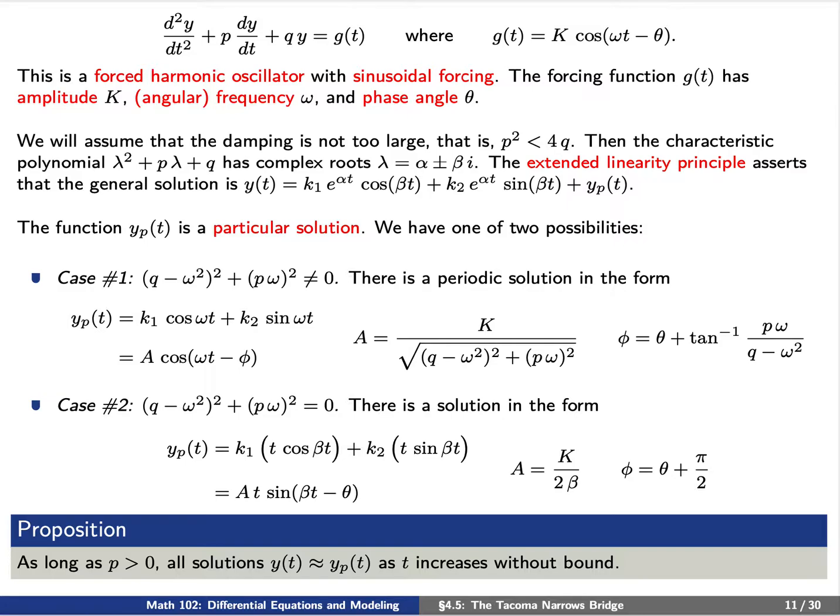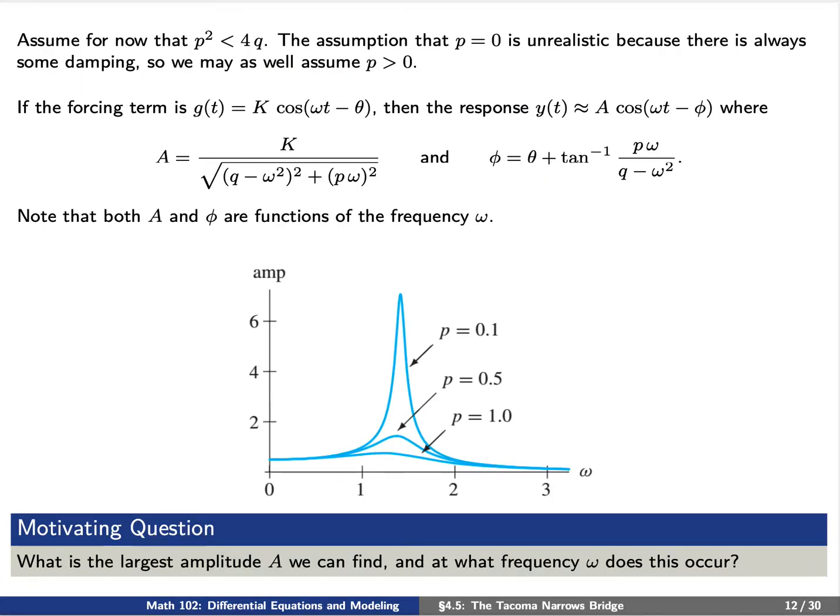In the second case, when (q − ω²)² + (pω)² is equal to 0, then there is a solution of the form y_p(t) equals A times t times sine(βt − θ). Notice that as long as p is positive, all solutions y(t) are approximately equal to y_p(t) as time t increases without bound. Assuming, just like before, that p² is less than 4q, the assumption p equals 0 is unrealistic because there is always some damping, so we may as well assume that p is positive.